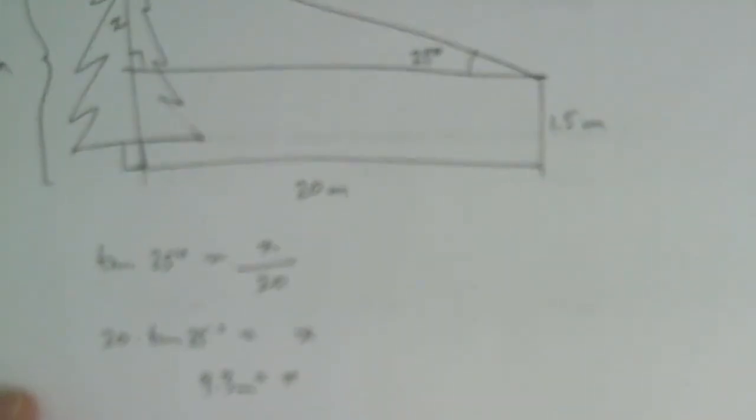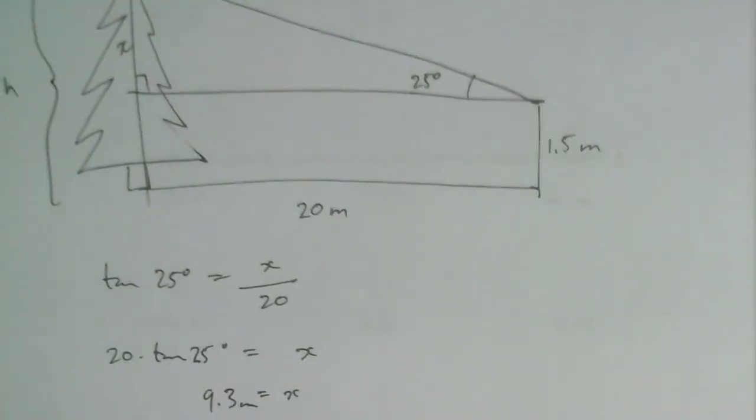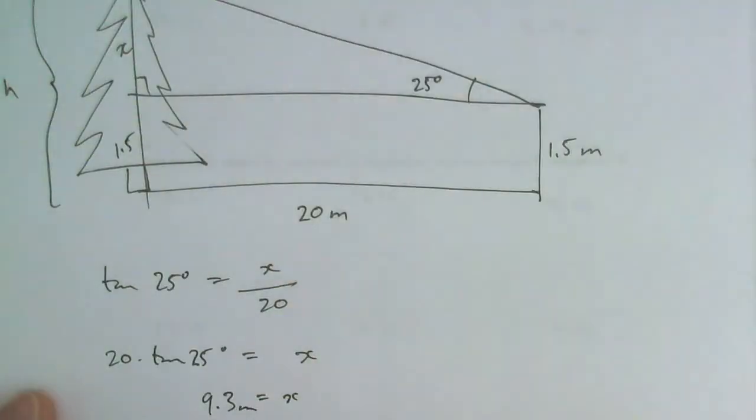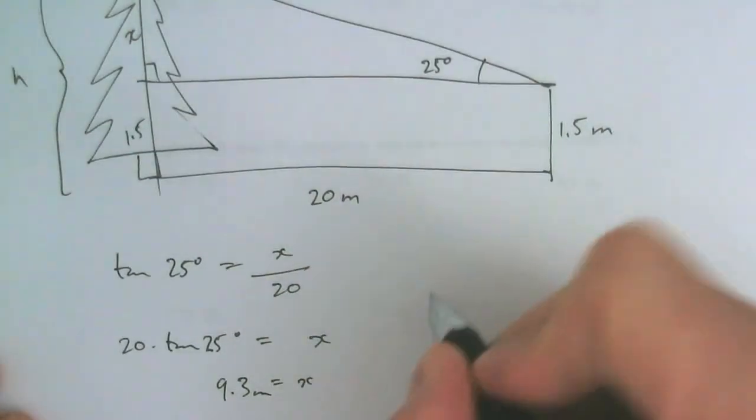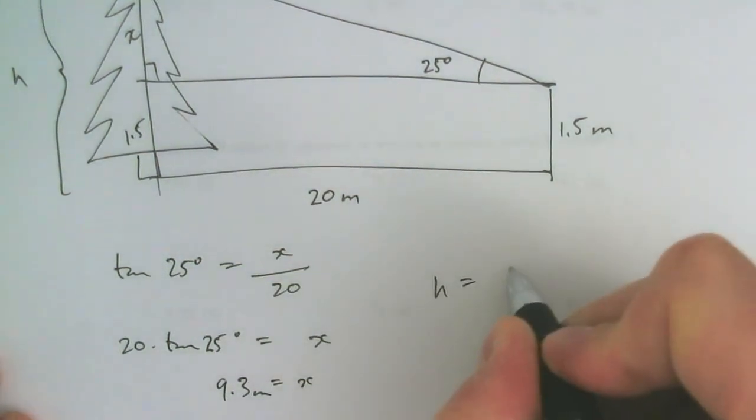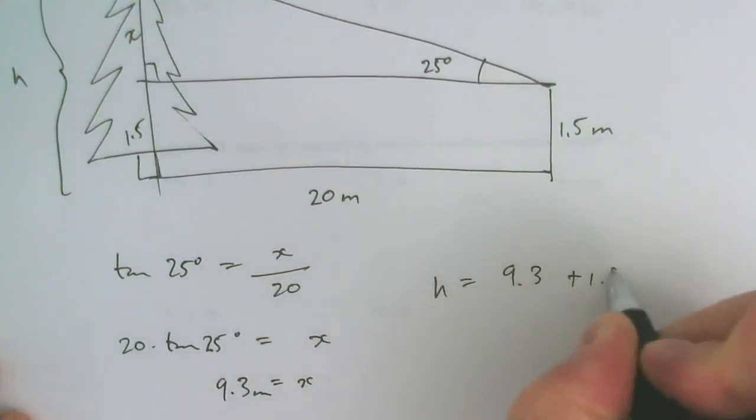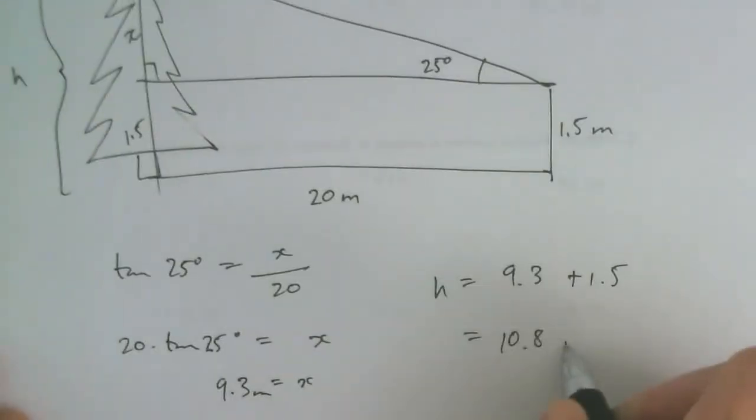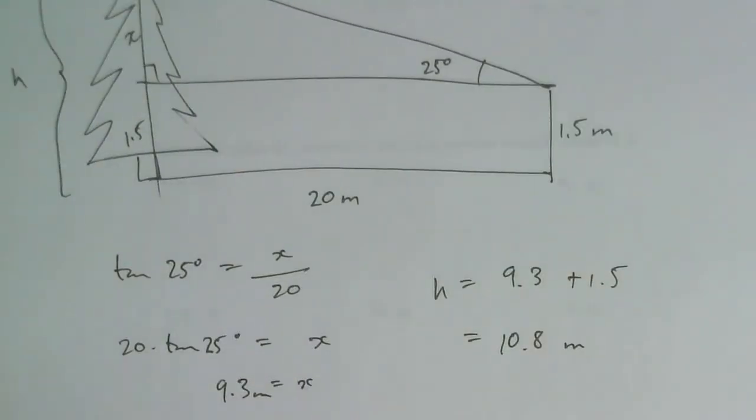So we get 9.3 meters, and we know actually that this is 1.5, and so h is going to be 9.3 plus 1.5, which is 10.8 meters.